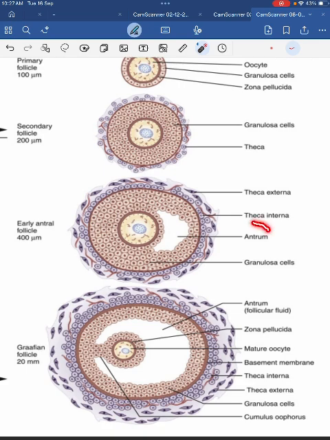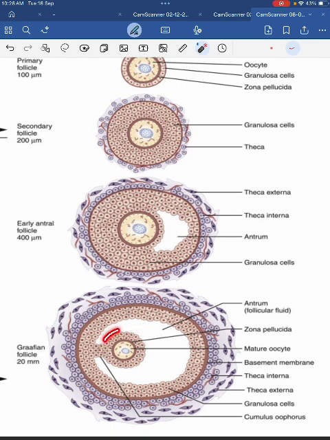So when the antrum appears and follicular fluid is produced inside this cavity, then we call it Graafian follicle. Now you can see here a large cavity, that is antrum, present here. In this antrum, follicular fluid will be present, and that follicular fluid will moisten and nourish the oocyte.